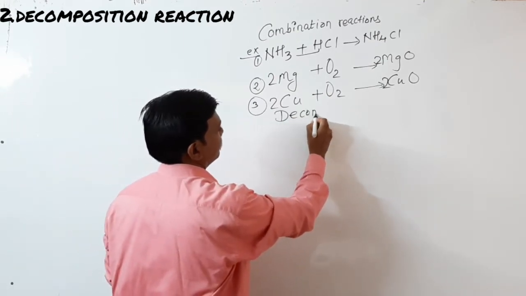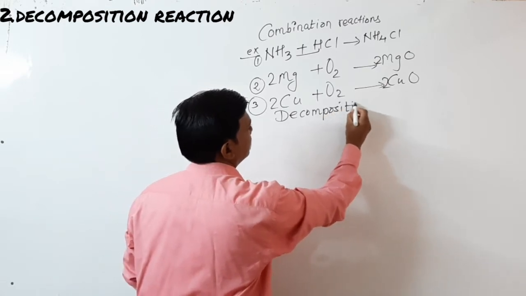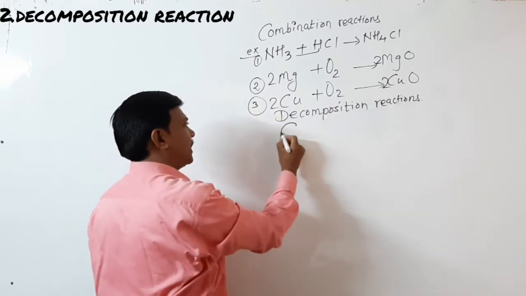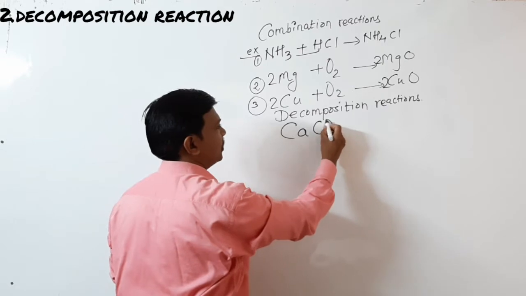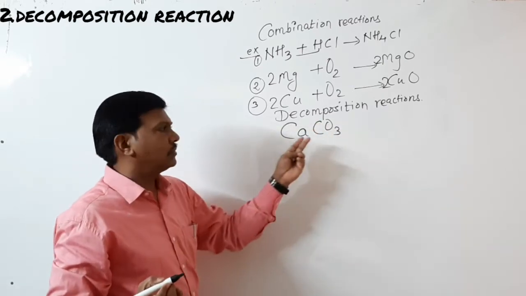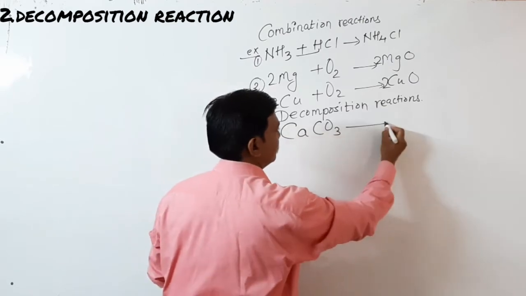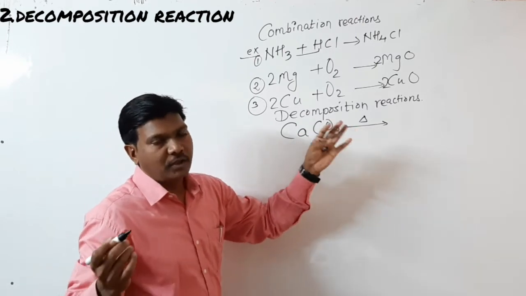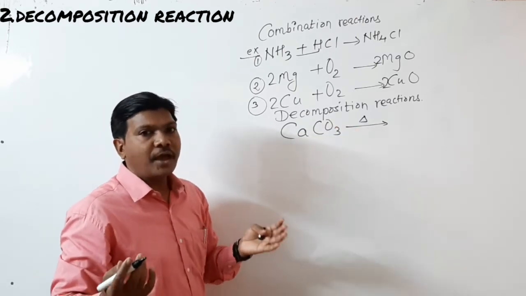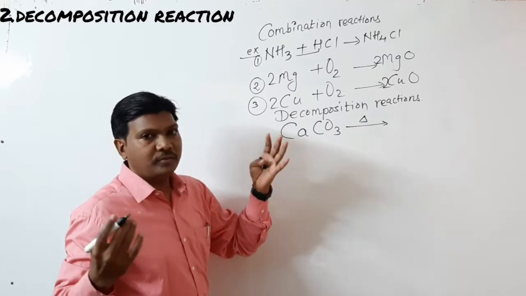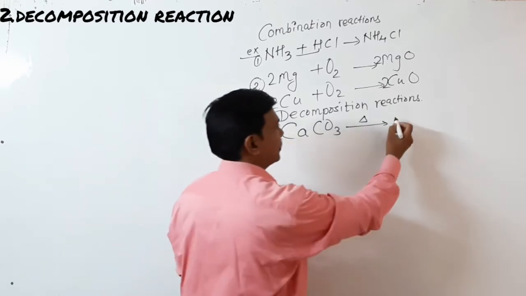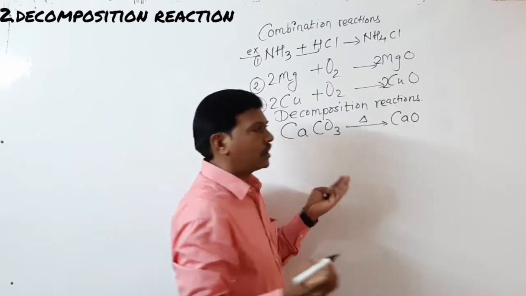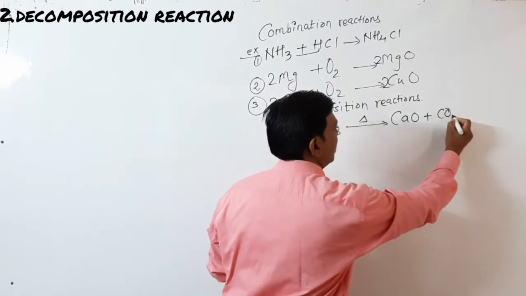Decomposition reactions. Here calcium carbonate, CaCO3, when heated. This triangle indicates that calcium carbonate is heated. At that time it decomposes and the products are calcium oxide, CaO, and carbon dioxide.